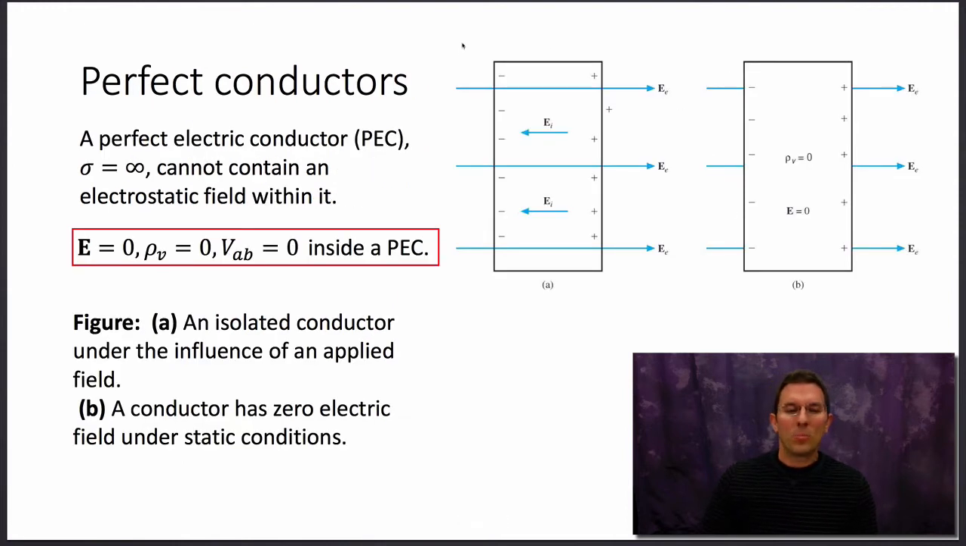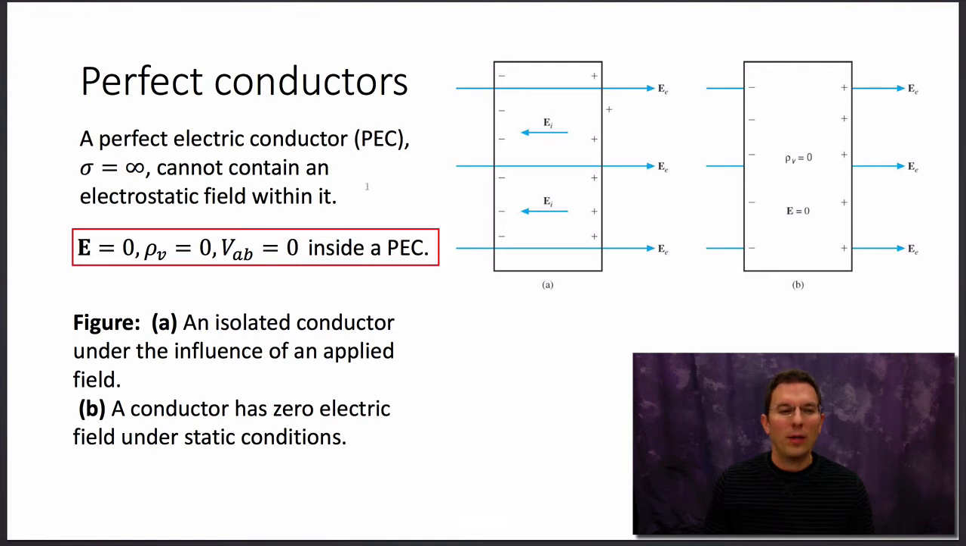Well, let's have a look at a limiting case here, which is that of a perfect electrical conductor, or a PEC. That's the definition. You'll hear me use that abbreviation. For a PEC, the conductivity is infinite, and it works out that perfect electrical conductors cannot contain any electrostatic field within themselves.